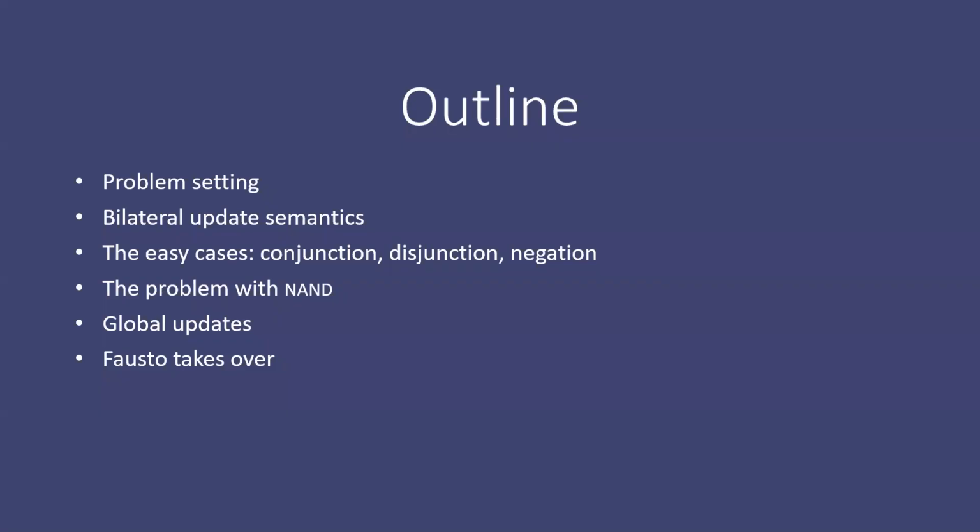So this is the outline of the presentation. I'll do some problem setting. At the beginning, I will give a brief introduction to the bilateral update system. We'll discuss the easy cases, so we'll discuss conjunction, disjunction, and negation. And then we go back to the problem with NAND. We will discuss the way to encode NAND in the update system, which will require us to add some layer of complexity. And this, again, is crucial to our explanation. And once I've introduced that key point, then Fausto will take over.